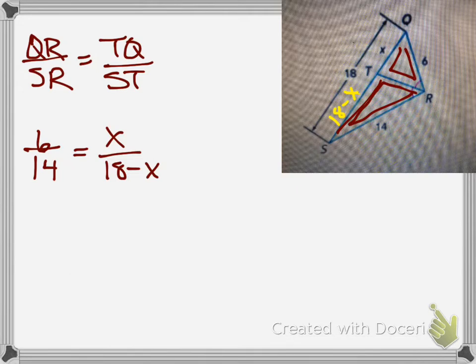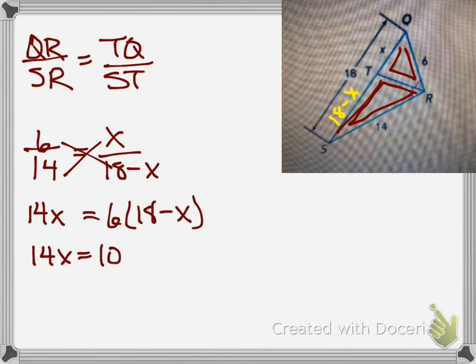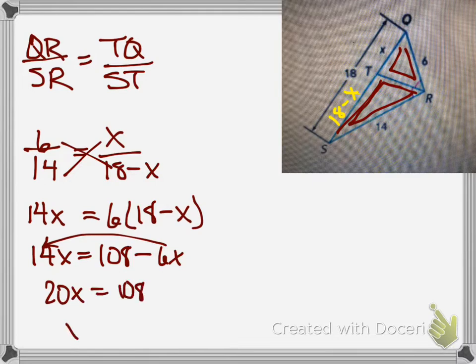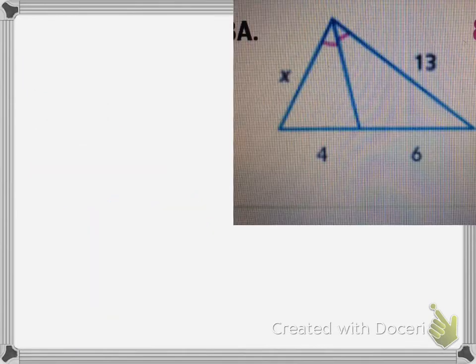You'll be fine. Just cross multiply. So 14 times x is 14x. Now we have to do 6 times 18 minus x, which is 6 times 18, which is 108, minus 6x. Bring the 6x over. Notice that since it's minus 6x, I would have to add. That gives me 20x equals 108, and divide, and you get 5.4. Easy peasy, right? Let me give you 2 more examples so you can see here.